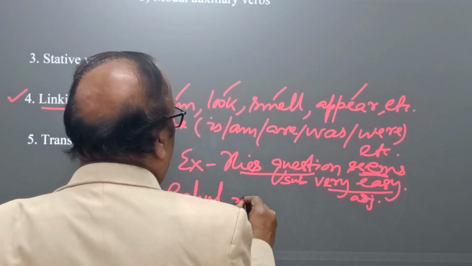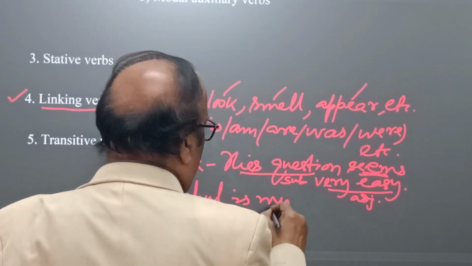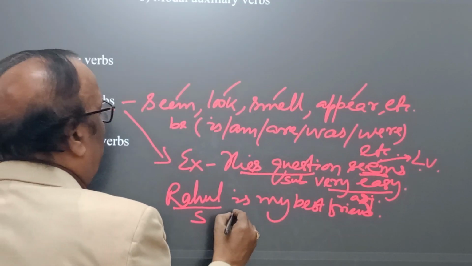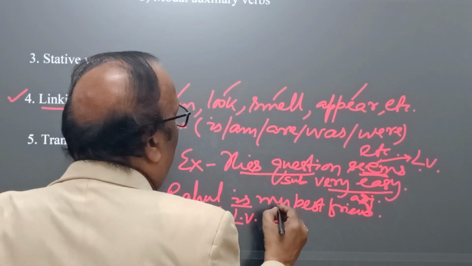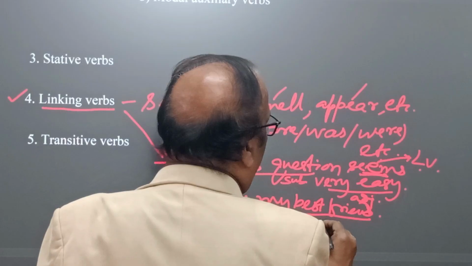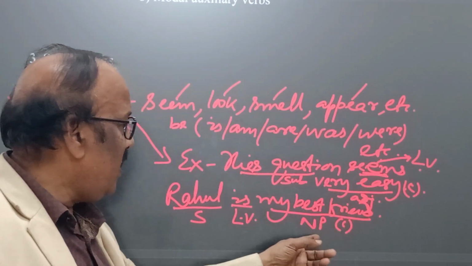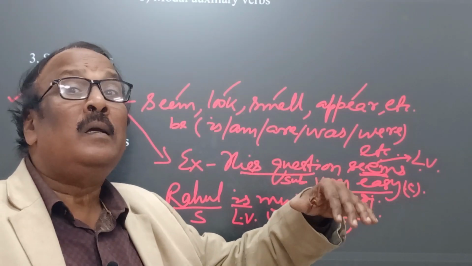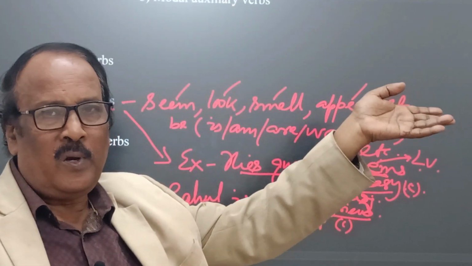Rahul is my best friend. Here, Rahul is the subject and is is the linking verb, and my best friend is a noun phrase. The adjective complement here, noun complement. Yes, it will be discussed vividly in subsequent classes.